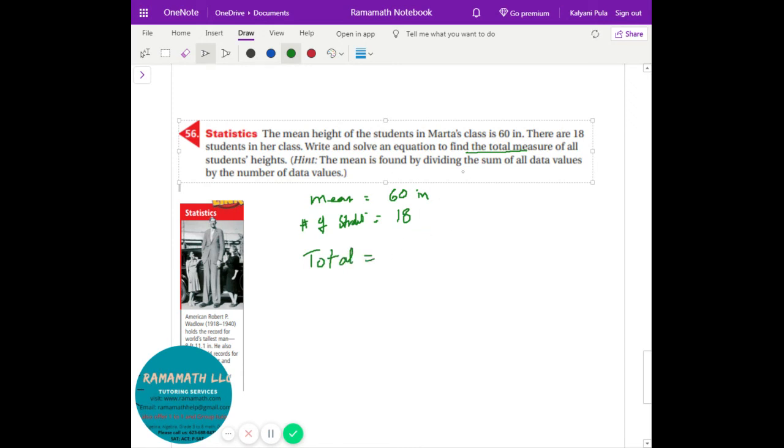The mean is found by dividing the sum of the data values by the number of values. But the mean is given to you already. So if we're finding the total, all you have to do is mean times the number of students. So the total is going to be the mean, 60, times 18. That's going to be the total.